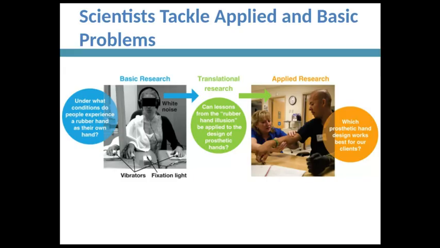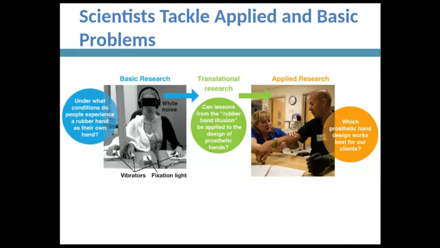Here, way back in the day, there was an experiment where people had, there's 3 hands. There are 2 hands and a rubber hand. You can see that the person is blindfolded. You can see that there is white noise in headphones, so they can't hear anything. And you see vibrations and fixation lights and things like that.